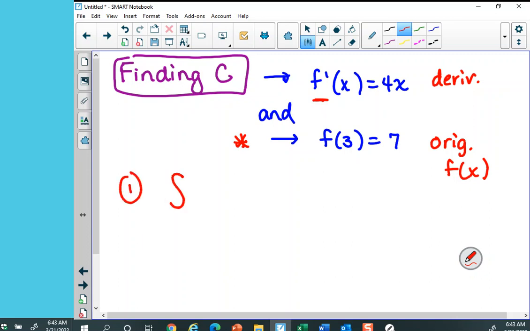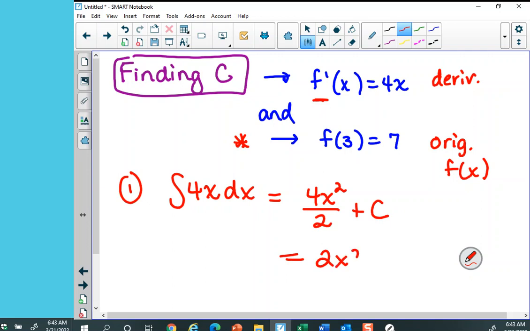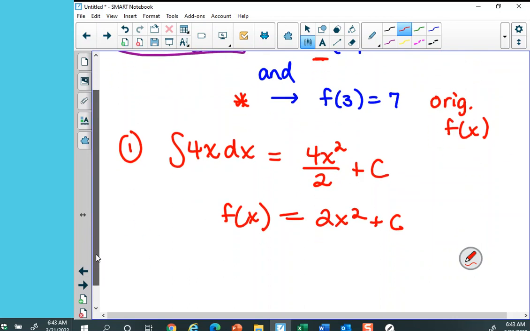So number one, we got to get a basic setup for the original function. We don't know what f of x looks like. We know that f of x's derivative is 4x. And so if I do my antiderivative, my backward power rule, I get that. So f of x looks like that.